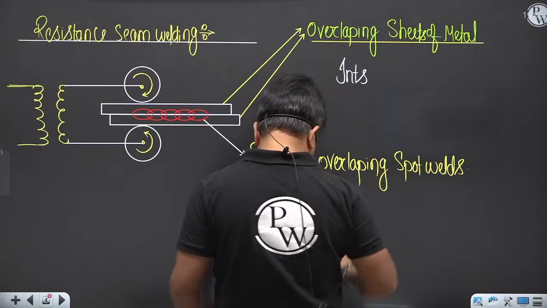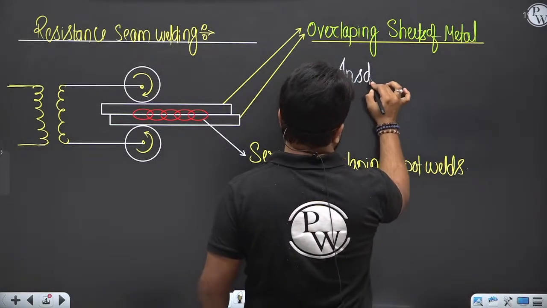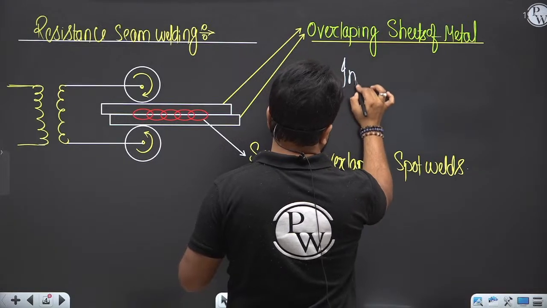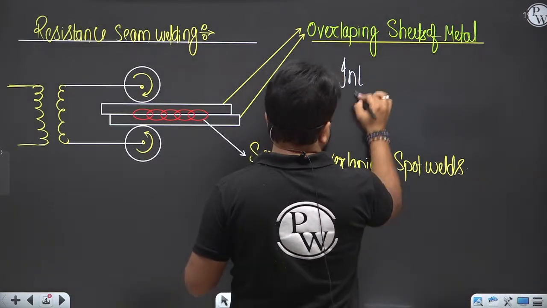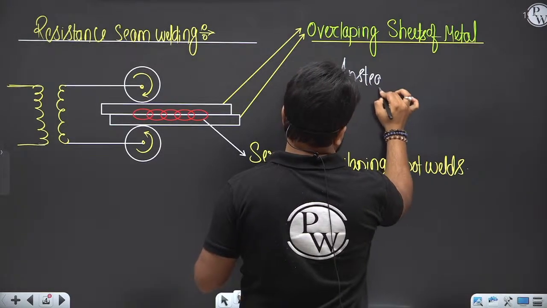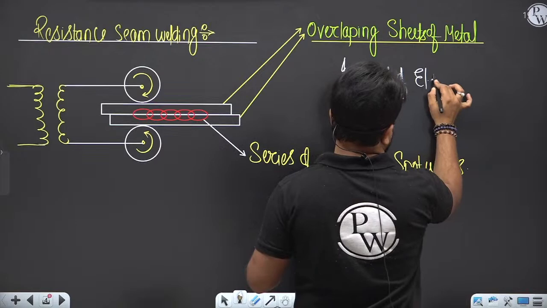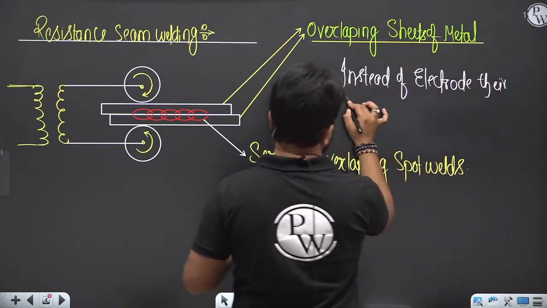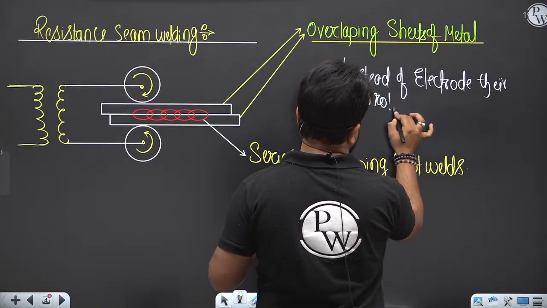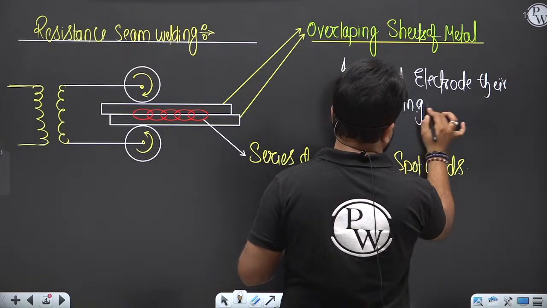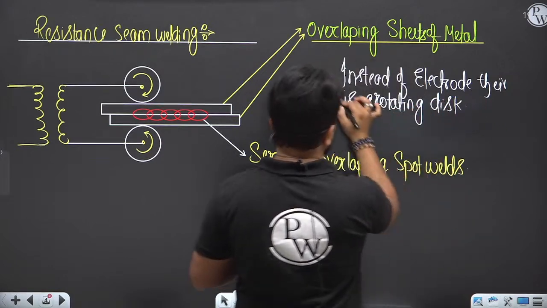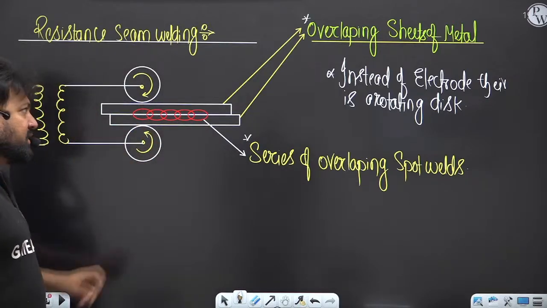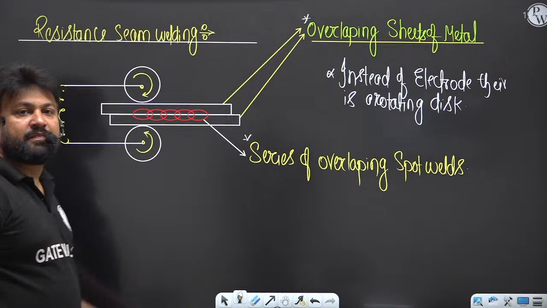So here you can write that instead of an electrode, there is a rotating disc. These are some points which you should remember in resistance seam welding.